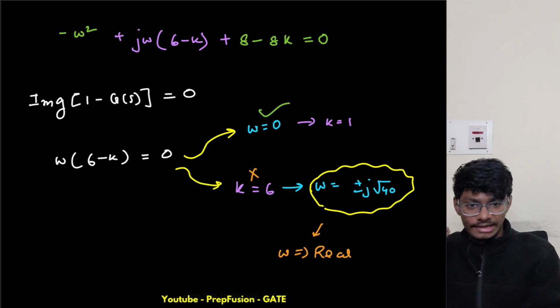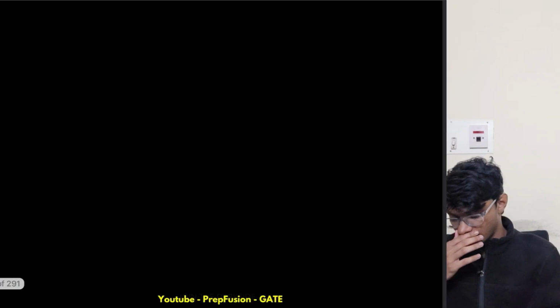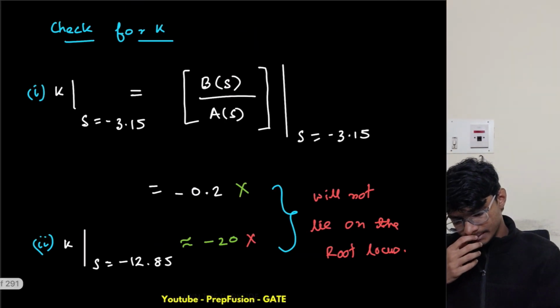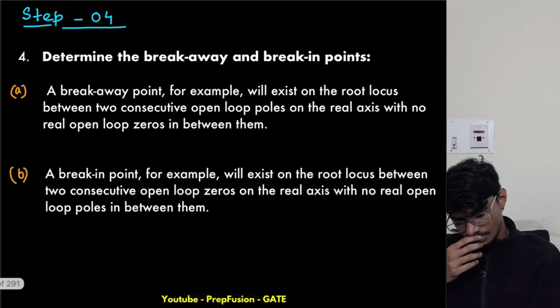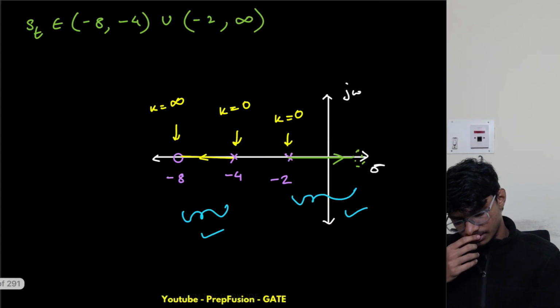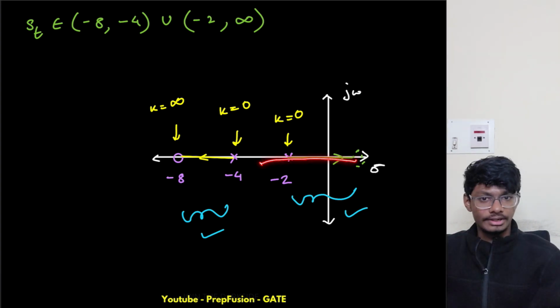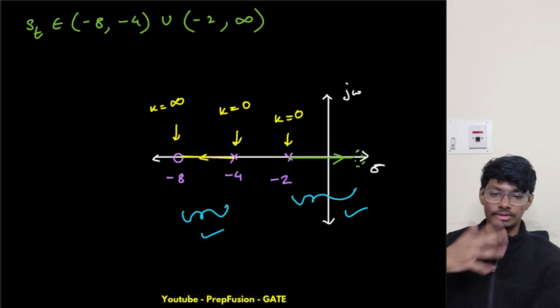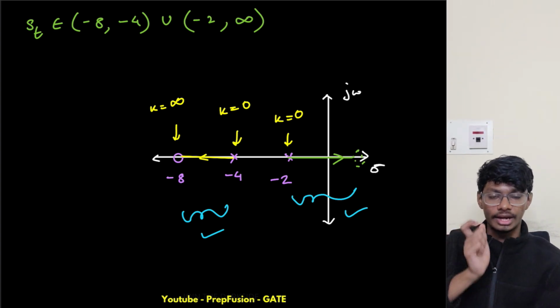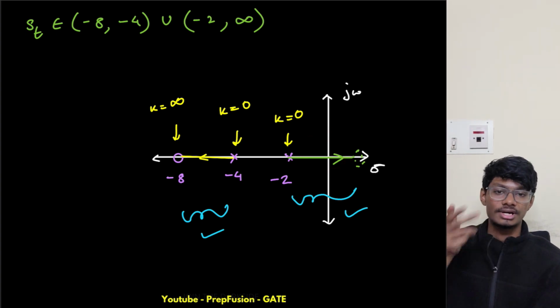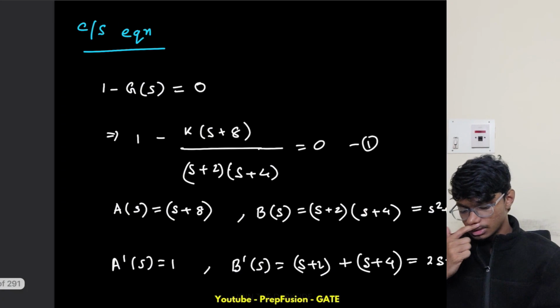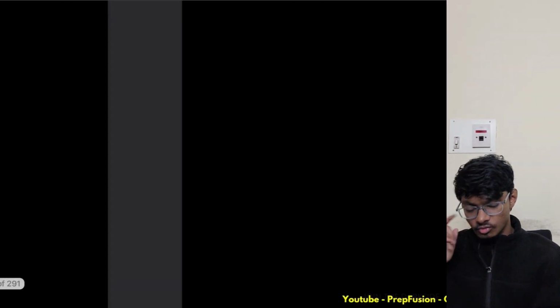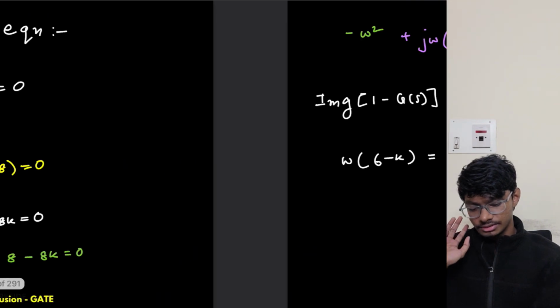From intuition you can directly say that it will lie on s equals 0. From here you can understand that the locus goes on and crosses at s equals 0, so omega is 0, that is fine. I just gave you the reasoning behind why omega 0 is valid and the other point is invalid. So if you put omega 0, you get k equals 1. The homework for you is to validate this.